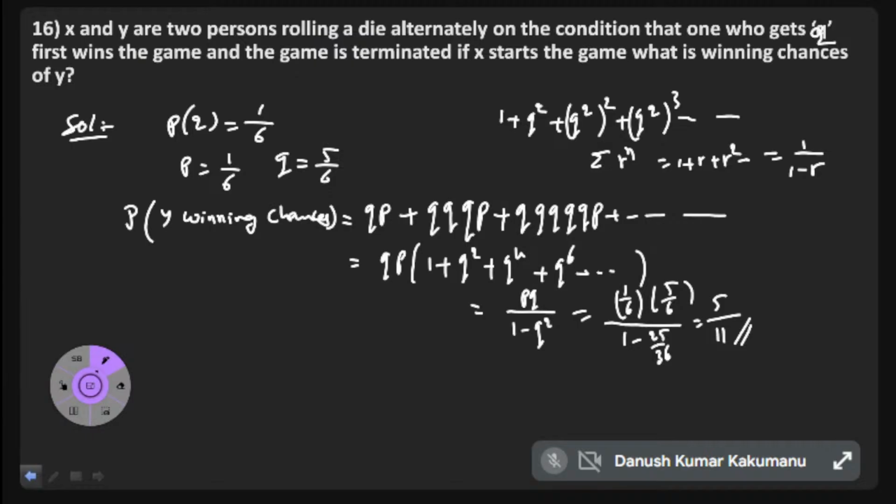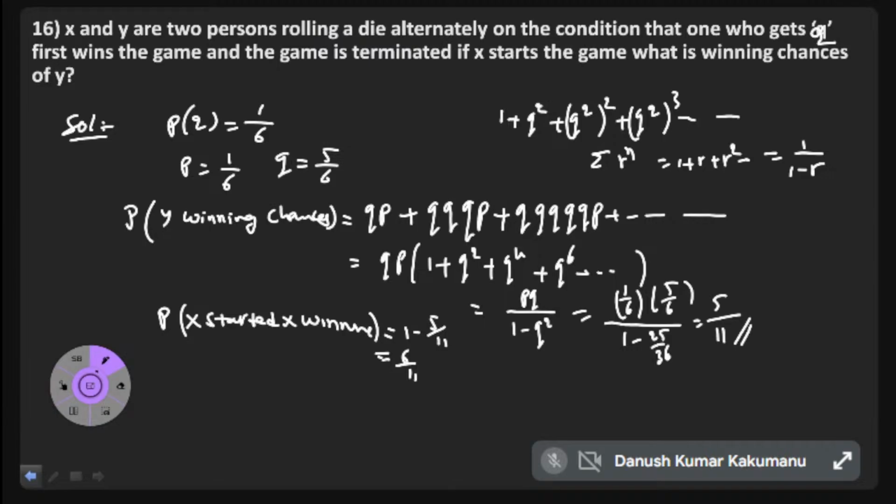We have to understand the question. X started the game. What is Y winning chances? What if X started the game, what is X winning chances? Tell me. X started, X winning means what? 1 minus 5 by 11, just the complement. X started, this is Y winning. X winning is 1 minus 5 by 11, which is 6 by 11. That way also you can take. Just we are taking the complement.